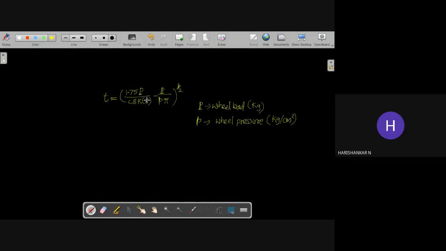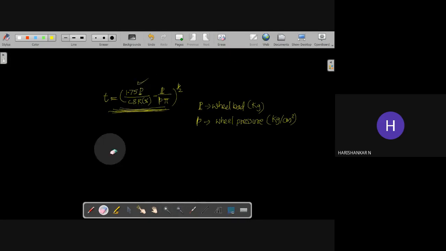So you can use this equation. If you are not using the graph, then also you are getting the same answer. By using this equation only, they have created the graph. So either you can use this equation or you can use the graph.